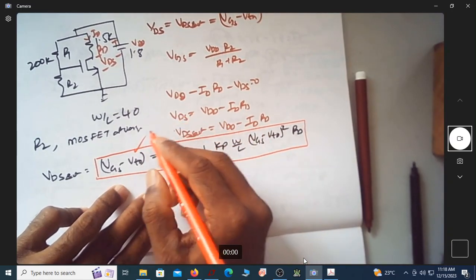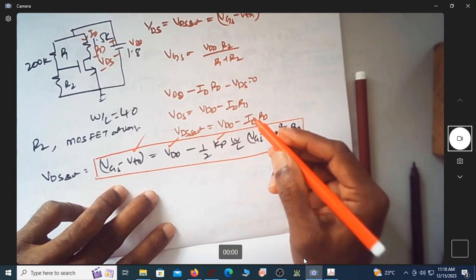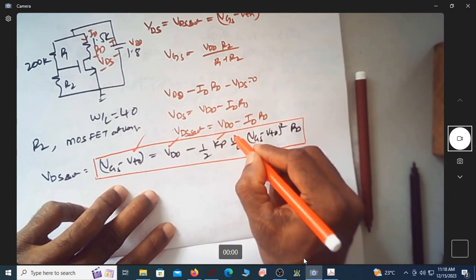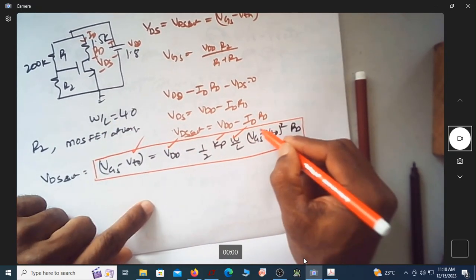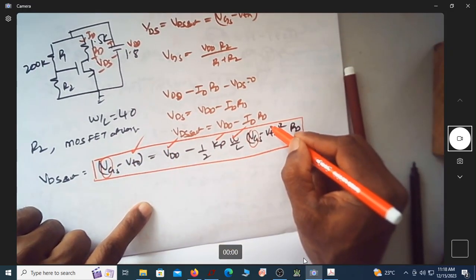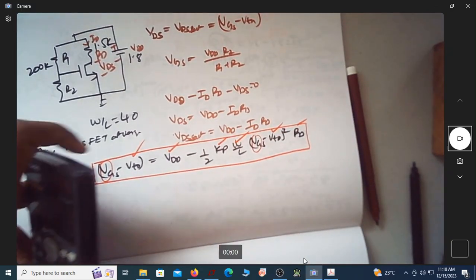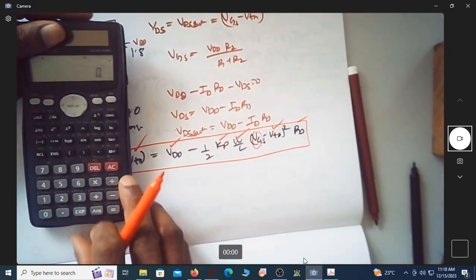I know VTO, which is 0.4. I know VDD, 1.8. I know what is Kp, which is 200 microampere per volt square. I know W by L is 40. I don't know this VGS, so this is the VGS which is unknown, and I know this. So now let us feed into the calculator and find the value of VGS.